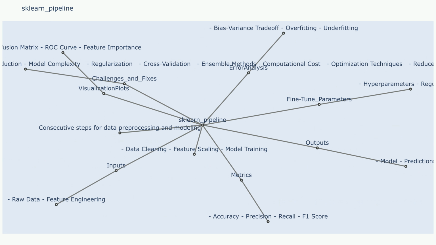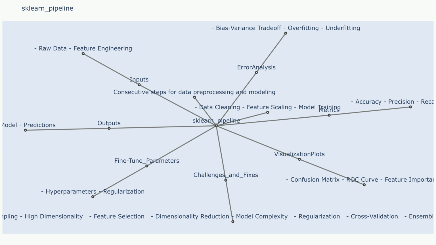Feature importance depicts the relative importance of different features in the model's predictions. This helps understand which variables contribute most to the model's output. Fine-tune parameters. Hyperparameters of transformers, these control the behavior of individual transformers within a pipeline, e.g., scaling parameters, dimensionality reduction thresholds. Hyperparameters of estimator, these tune the core machine learning model's behavior, e.g., number of trees in a random forest, regularization strength in a linear regression.